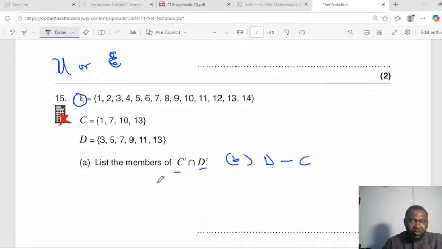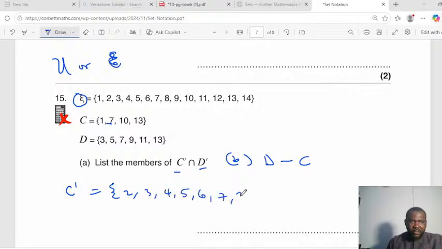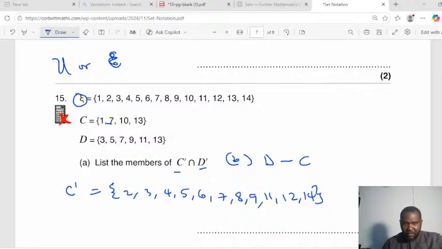So complement of C, let me write C complement. Elements that are not here but here. I think we have 2, 3, 4, 5, 6, 7, 8, 9, 11, 12, and 14. Do we agree with my C complement?